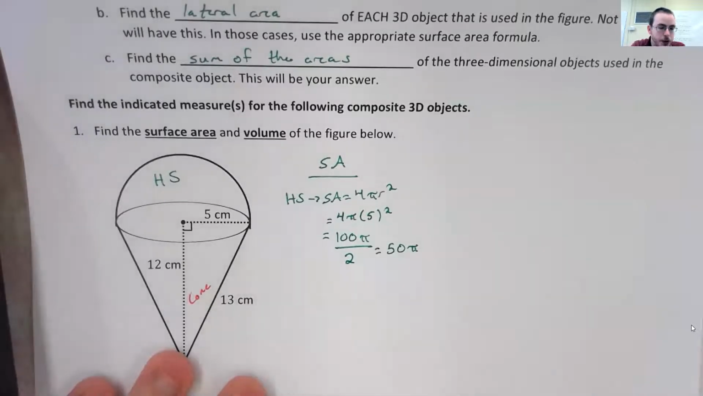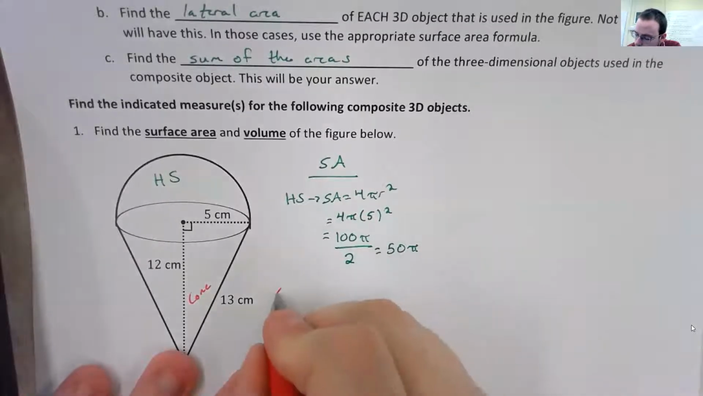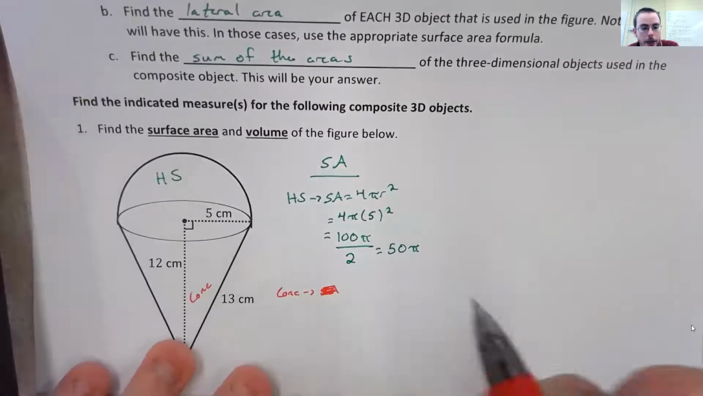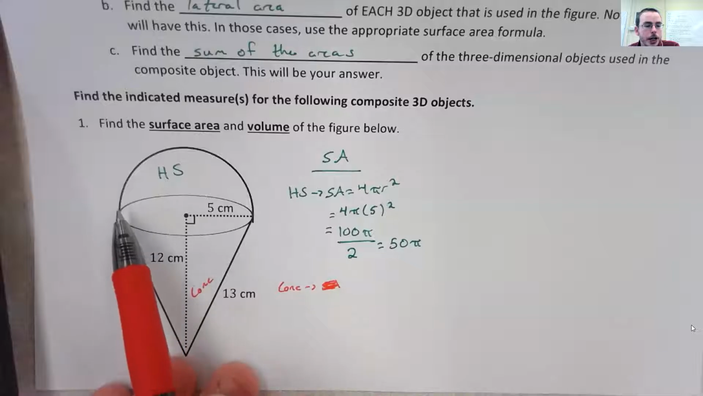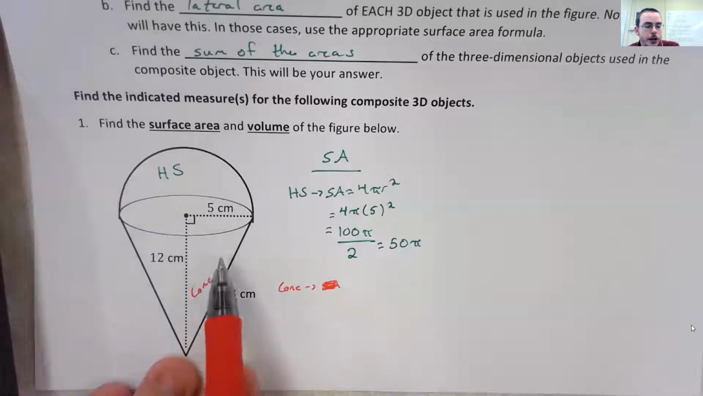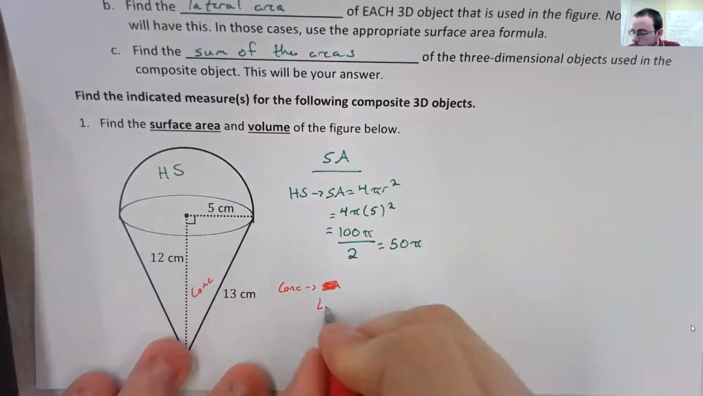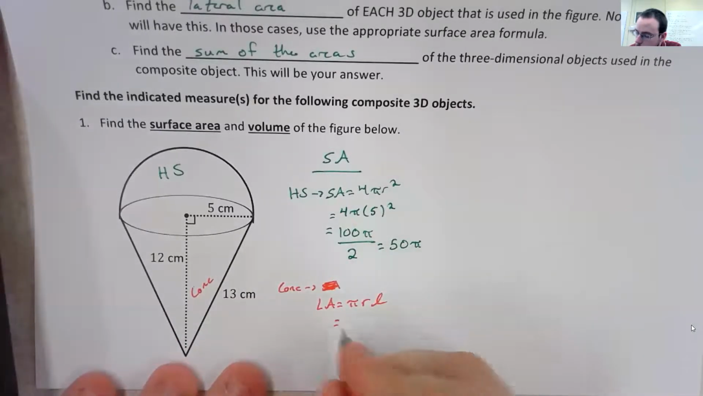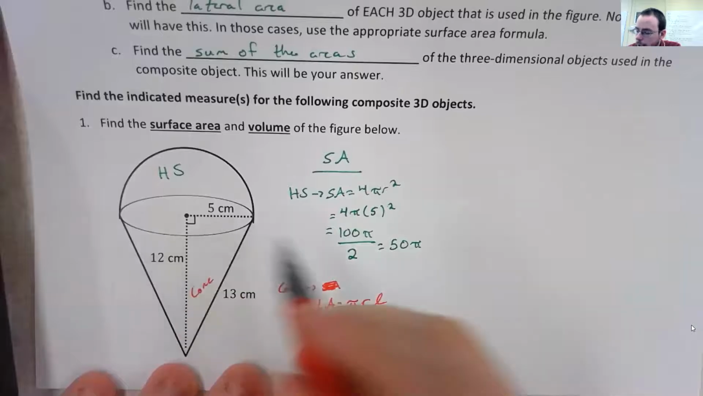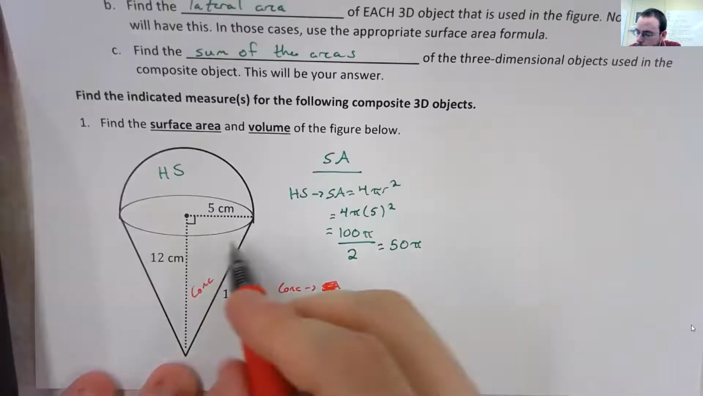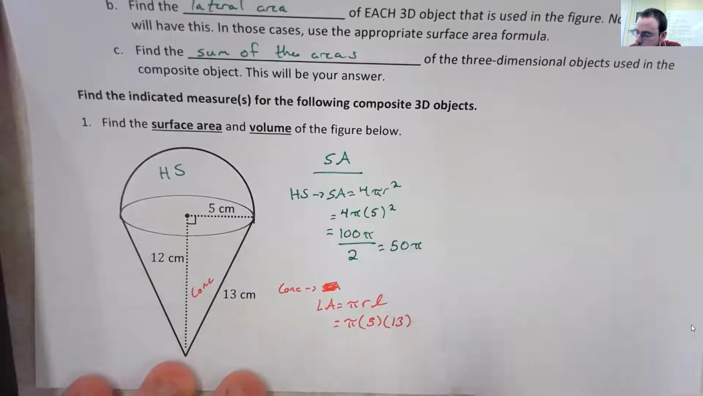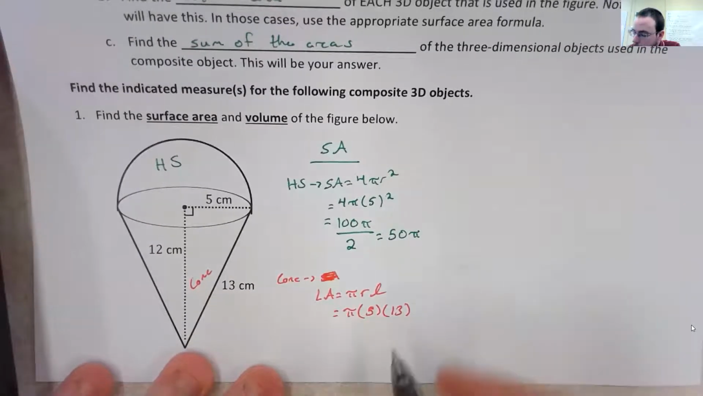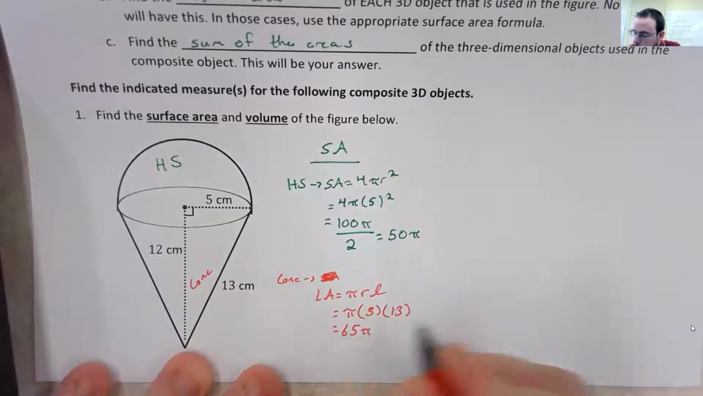All right, next up, we're going to do the cone. The surface area of a cone is not relevant here, because we're only looking for the curved surface, the lateral area. The lateral area is defined as pi r l. So you get pi, r is 5, l is 13. 5 times 13 is 65. 65 times pi is just 65 pi.